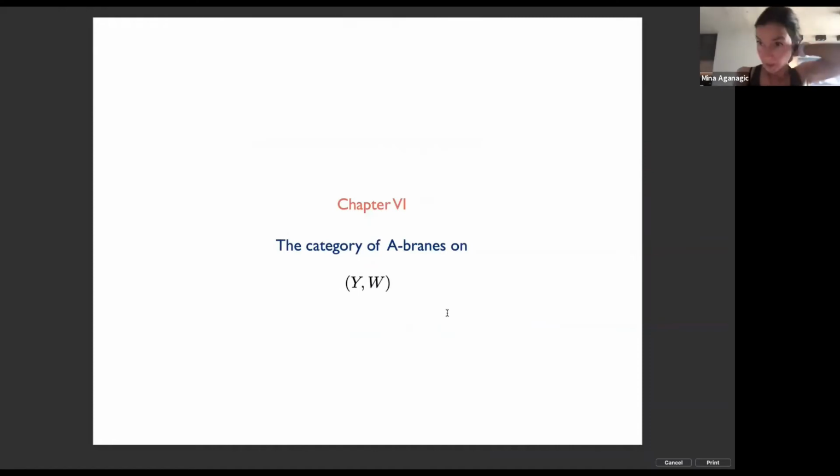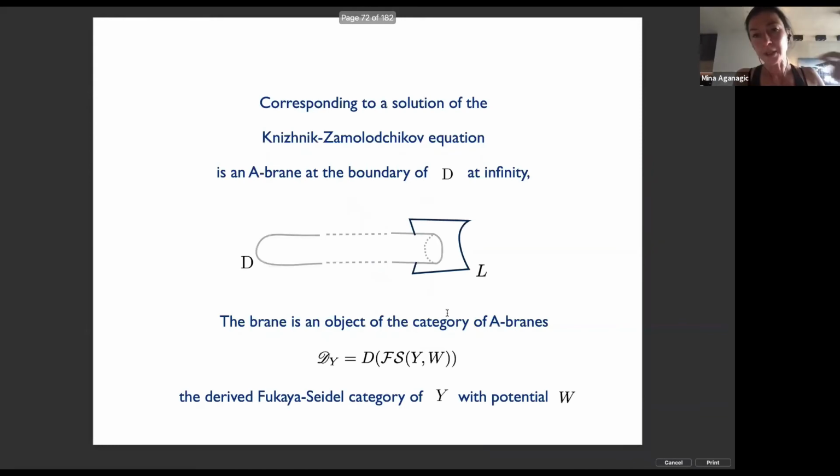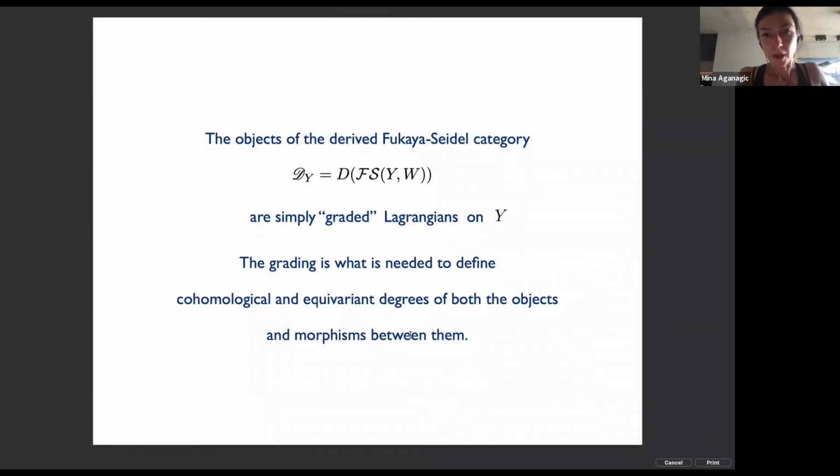So now, corresponding to a solution of the Casey equation is an A-brane at the boundary of this long cigar at infinity. This brane is an object of the category of A-branes, which is the derived Fukaya-Seidel category of Y with potential W. The objects of the derived Fukaya-Seidel category are simply graded Lagrangians on Y.